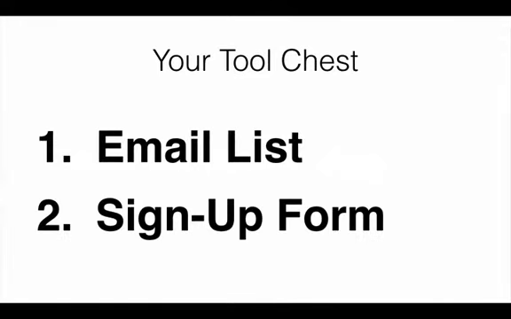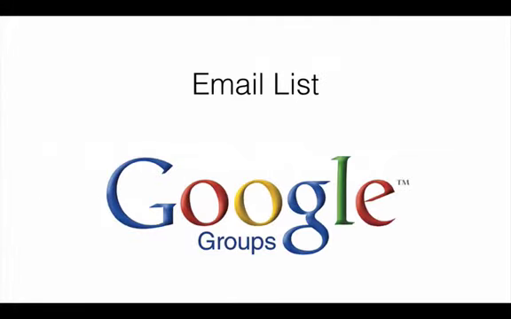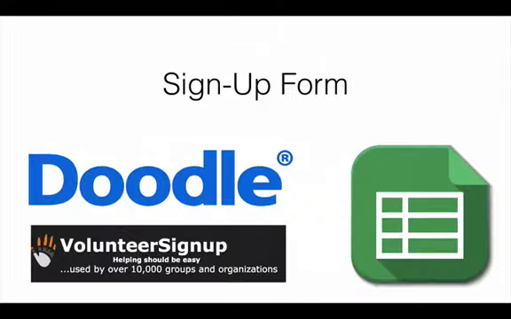The workflow basically has two key elements. One is you need an email list, some way that you can actually get in touch with your people on a regular basis. And then the second thing is you need some kind of sign-up form where they can actually express their interest to be a volunteer. So we usually suggest from the email list that you use Google Groups because it's free, it's easy, people understand it. The second thing is you'll want a sign-up form.